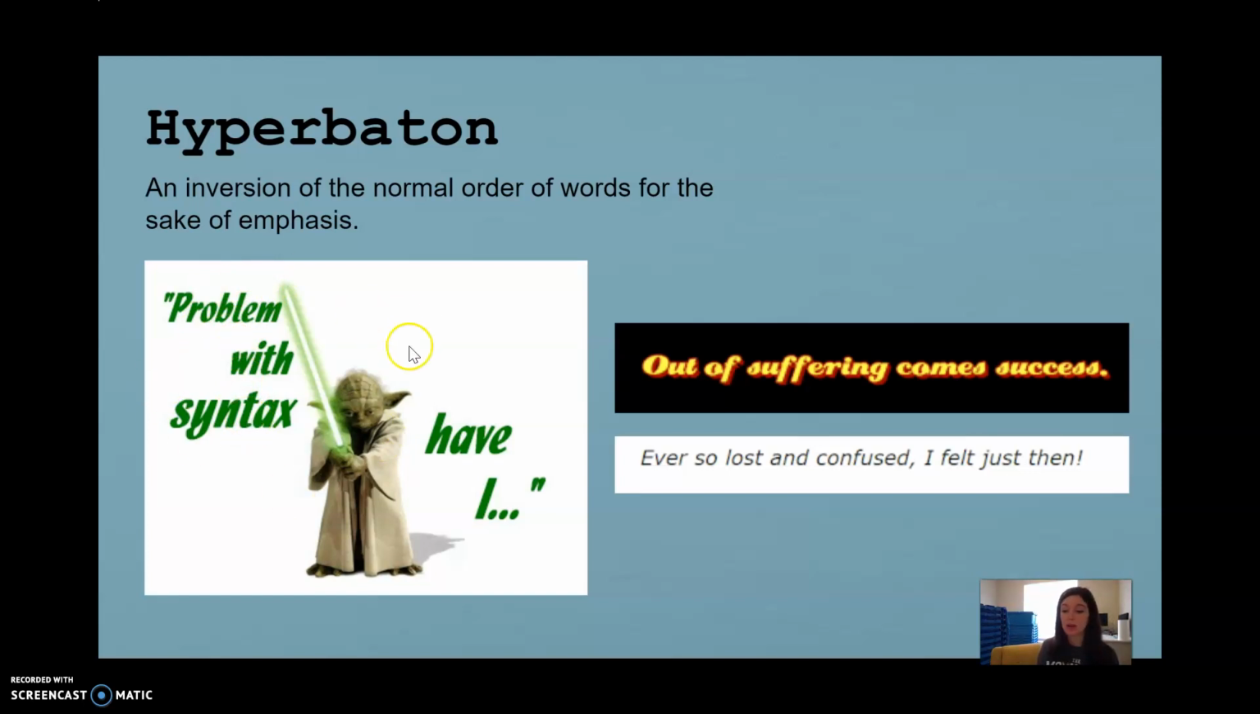And it's actually quite ironic. "Out of suffering comes success." So really you would say "success comes out of suffering" because success is the subject. But what they want to emphasize here is the suffering, and therefore they invert it so that this comes first in the sentence. "Ever so lost and confused I felt just then." So it should really say "I felt just then ever so lost and confused," but they want to emphasize the loss and the confusion, so they move it forward in the sentence. And so that's hyperbaton.